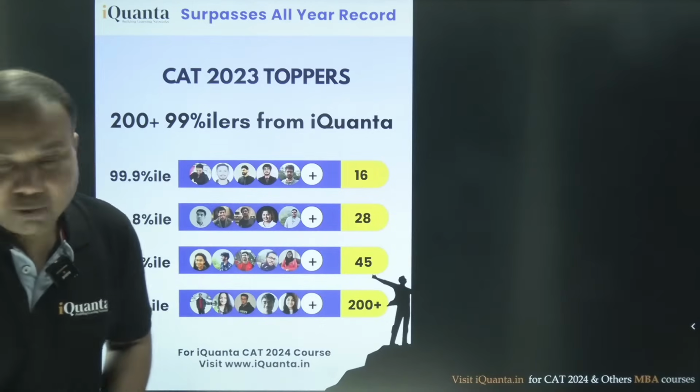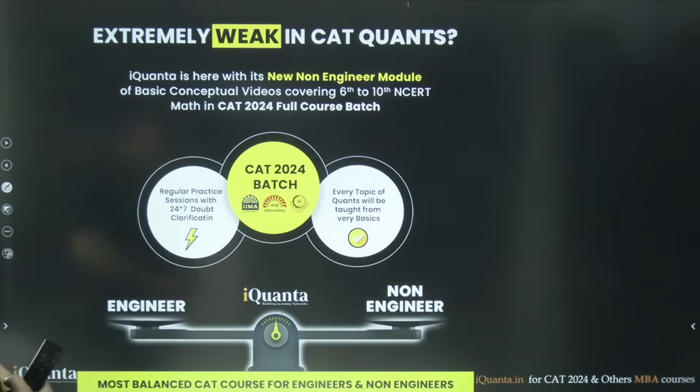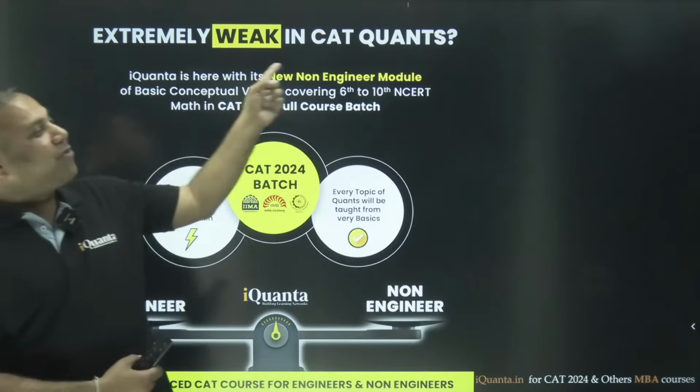Let's move further, and specifically see for extremely weak in CAT quants.